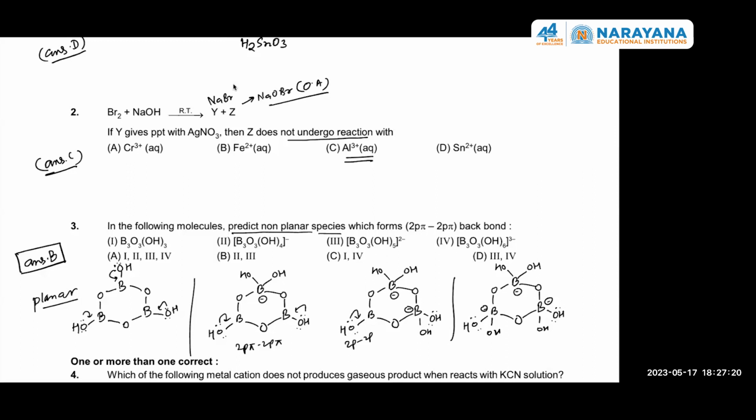The bridging oxygen will be in plane? No, it will be like a six-membered ring, like a chair form. In this situation, we can see that it will be in the chair form. So even the first one will be in chair form.